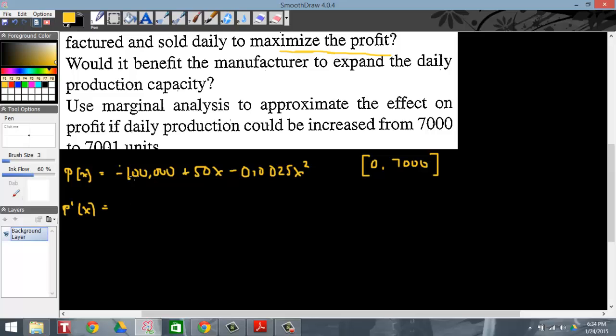In this case, the constant is going to be killed off in the derivative. We get 50 minus 0.0025 times 2 is going to be 0.0050x.